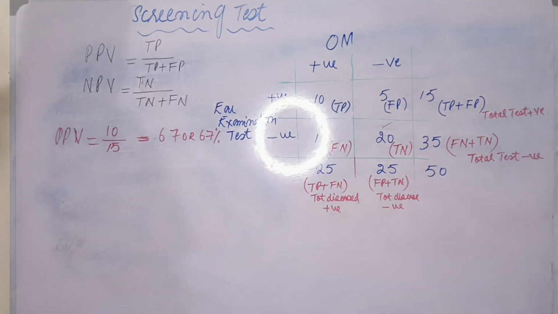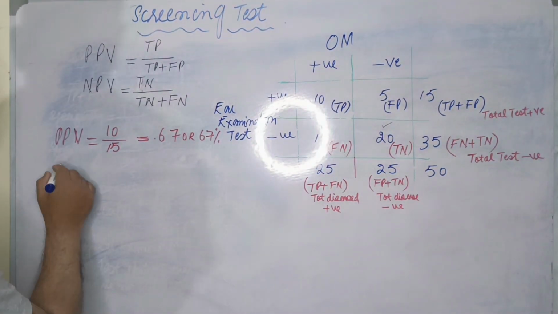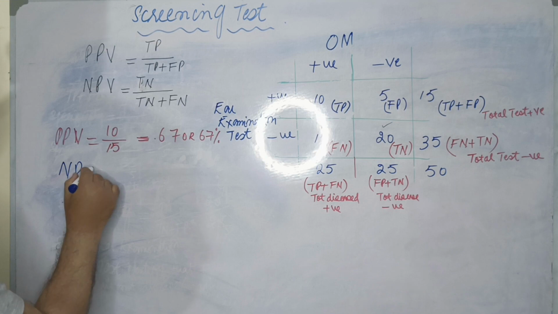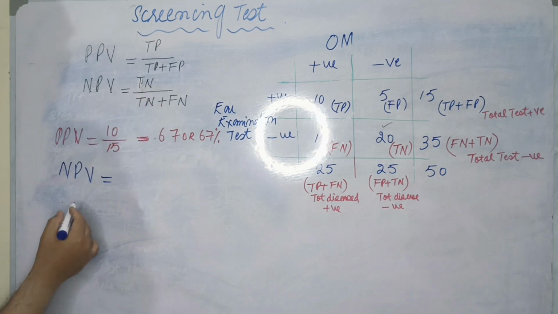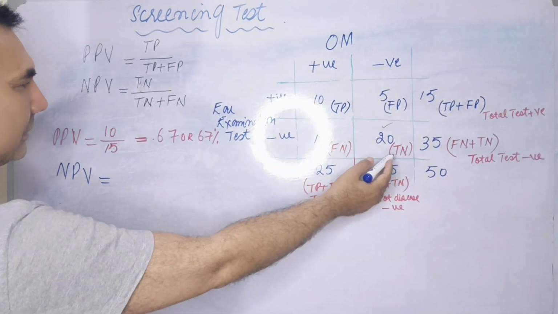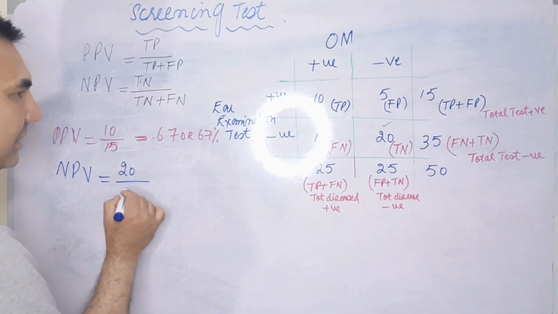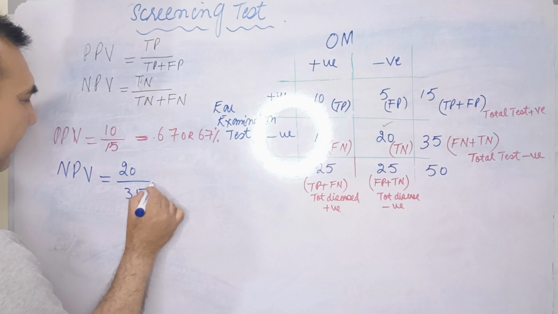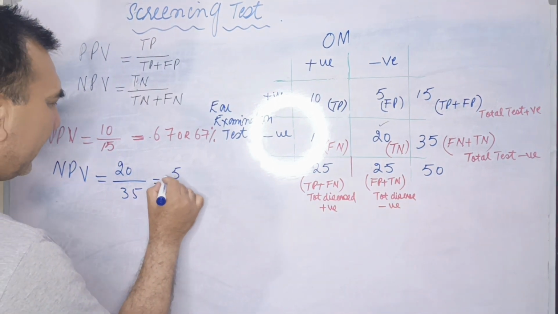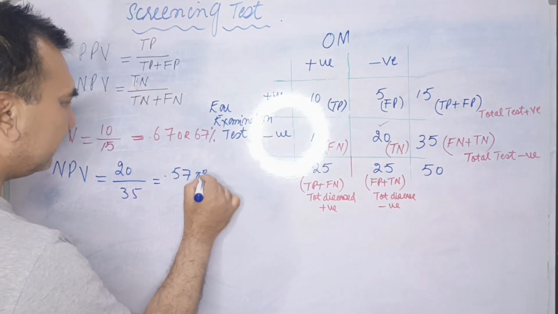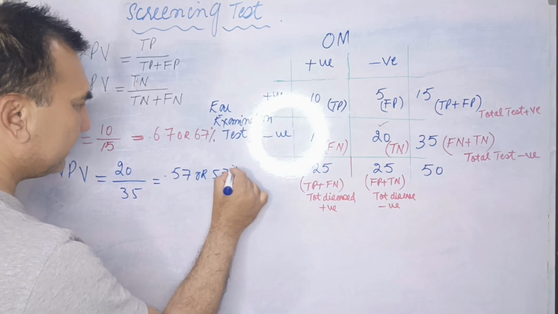Okay, now we will calculate the NPV. Now for NPV, the true negative is 20. 20 divided by 35, it will come to 0.57, which means 57%.